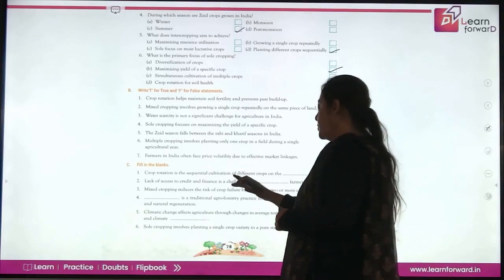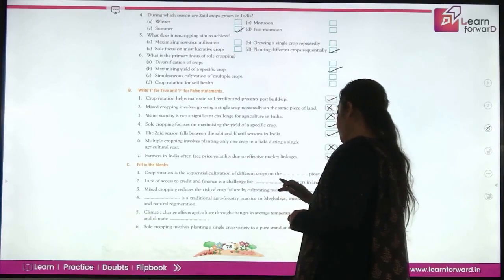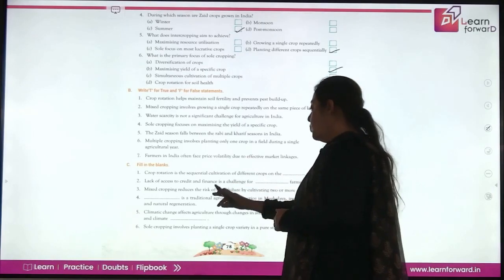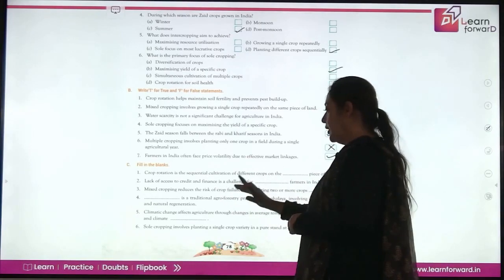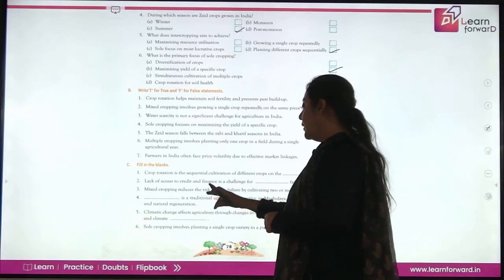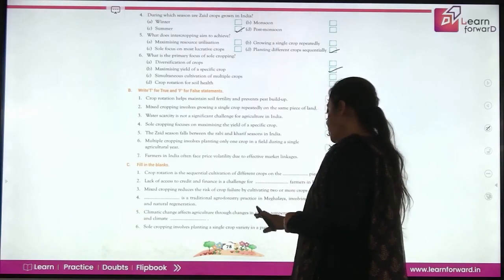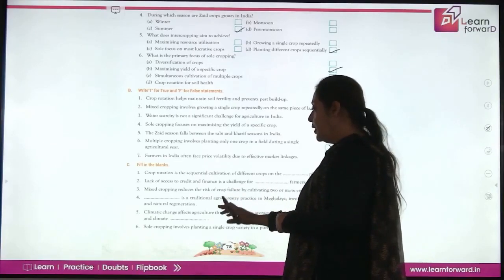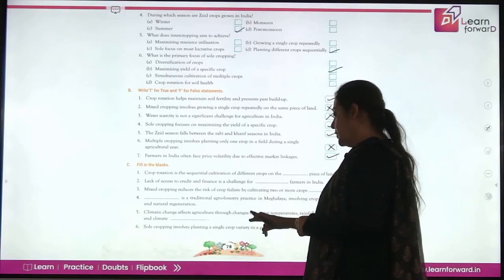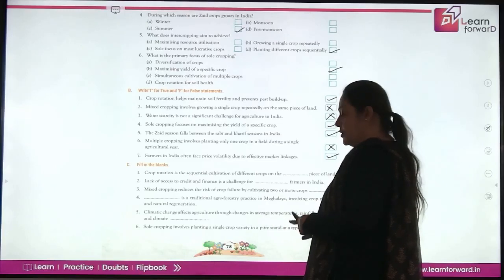Mixed cropping reduces the risk of crop failure by cultivating two or more crops on the same field. Jhum is a traditional agroforestry practice in Meghalaya involving crop rotation and natural regeneration. Climatic changes affect agriculture through changes in average temperature, rainfall, humidity, and climate extremes. Sole cropping involves planting a single crop variety in a pure stand or at a typical density.